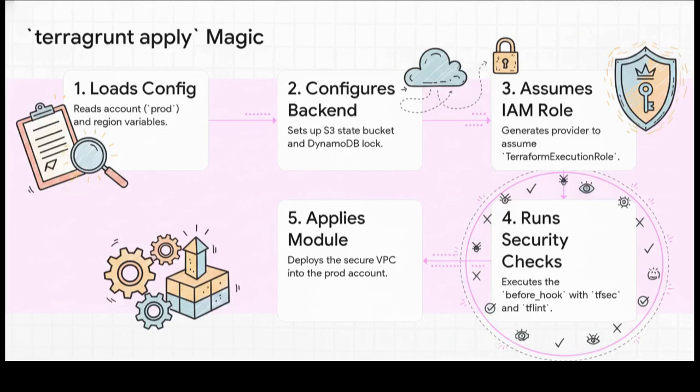But let's just pause for a second and appreciate everything that one little command just did for us. It loaded the right variables for prod, it set up the secure S3 backend and the DynamoDB lock, it generated the provider to assume the right IAM role, it ran all of our security checks with TFSec and TFLint, and only after all of that passed did it finally deploy our VPC. All of that complexity completely automated away.